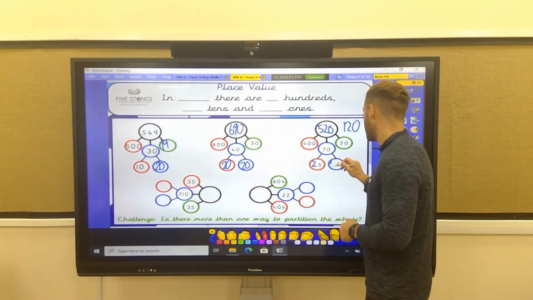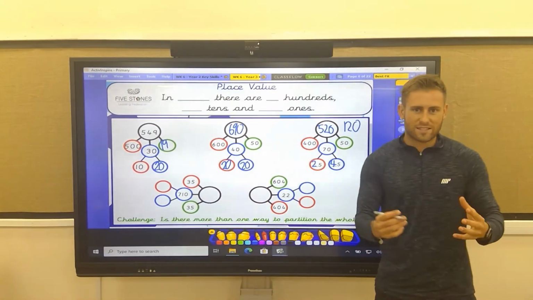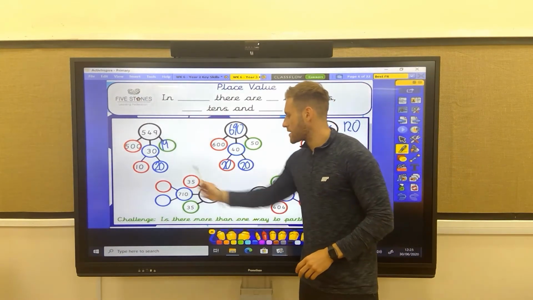So we could go 25 and 45. The 20 and 40 gives us 6 tens, the 5 and the 5 gives us that 7th 10. So hopefully we're recognising that now. Now we've got this part whole model.